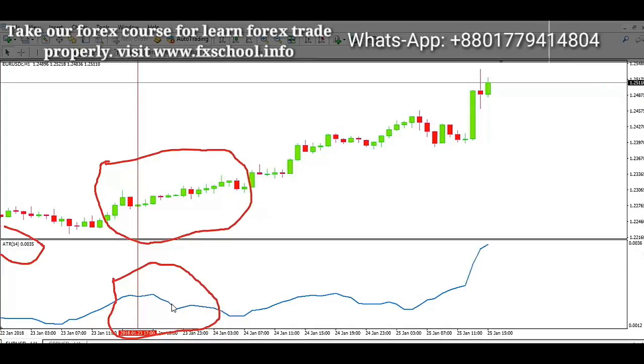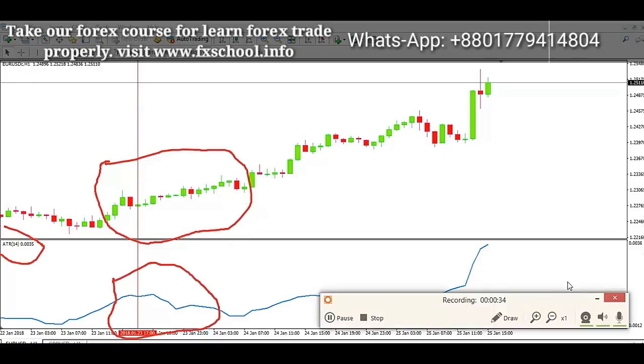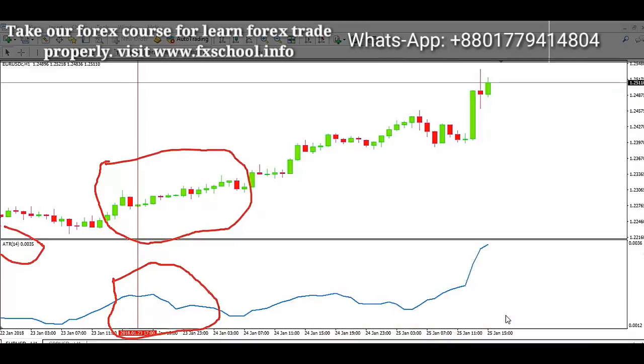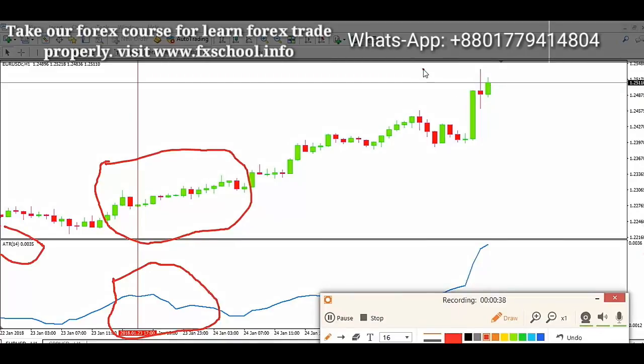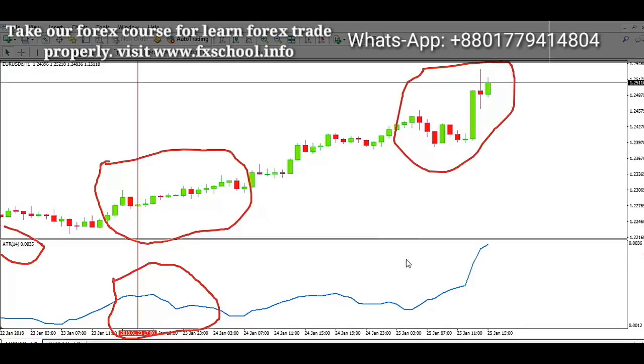So if you see that ATR is going down, you will get this kind of small candle, so at that moment you cannot trade. In another way, you can see that at that area the market is in with some momentum. There is some volatility in the market, and there you can see that ATR changes its range.